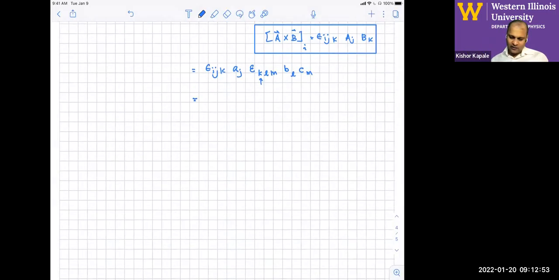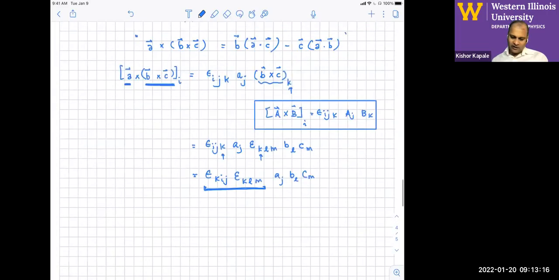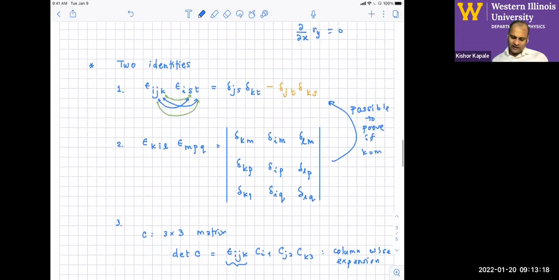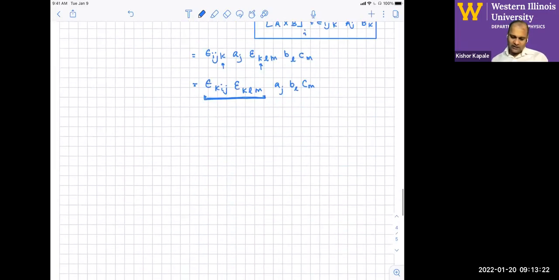So we're going to write down another thing. I'm going to make this epsilon ijk do the even permutations, bring the k in front. And so this is going to become epsilon kij, epsilon klm, aj bl cm. And you can see this is the product, similar to one that appeared here in the first identity, right? So we're going to use those two deltas to write this thing down.